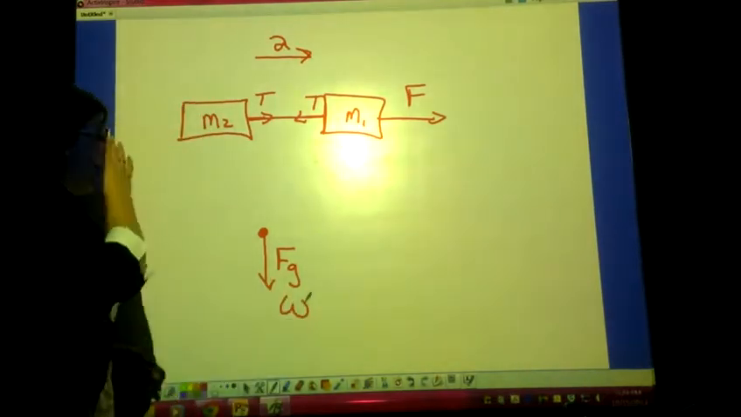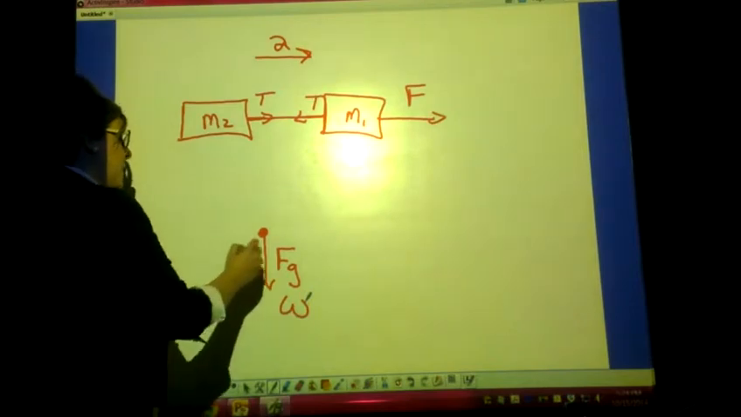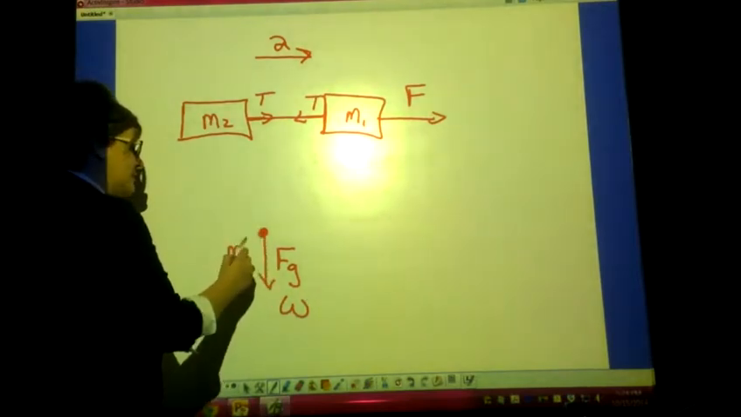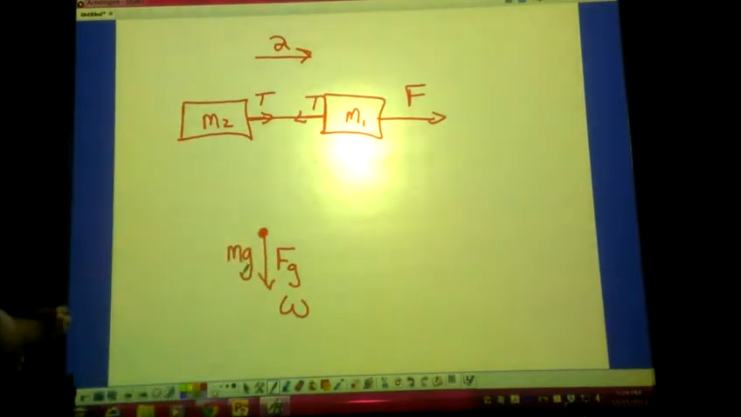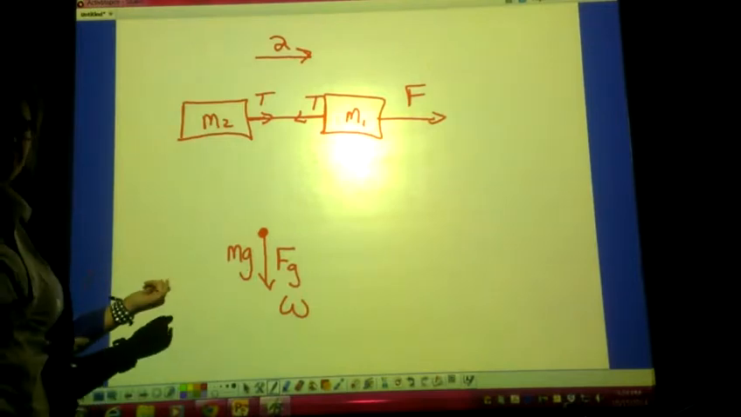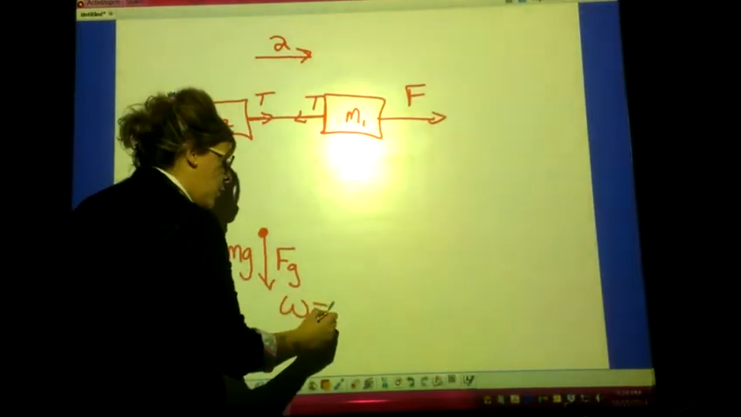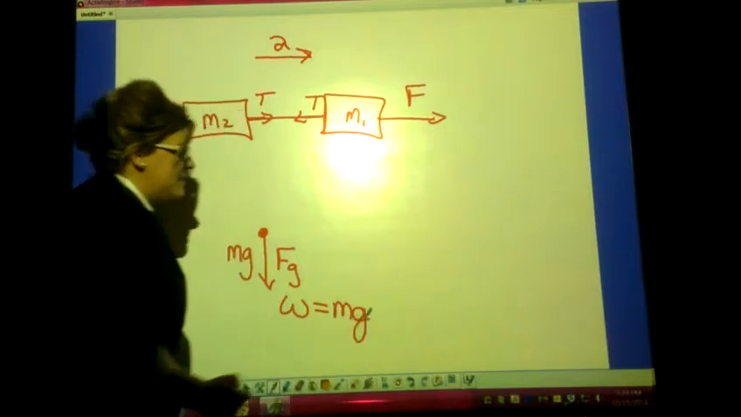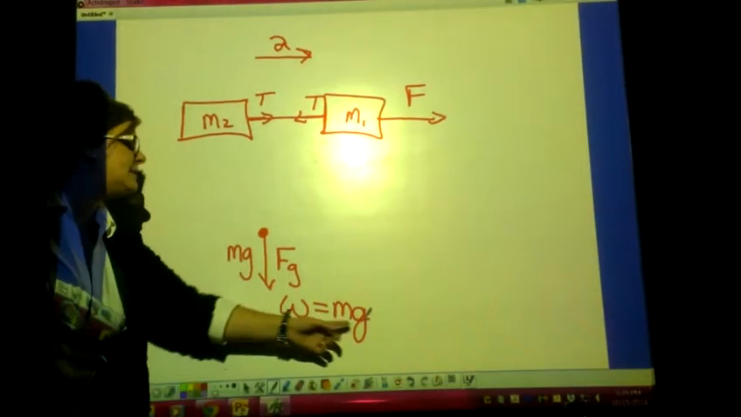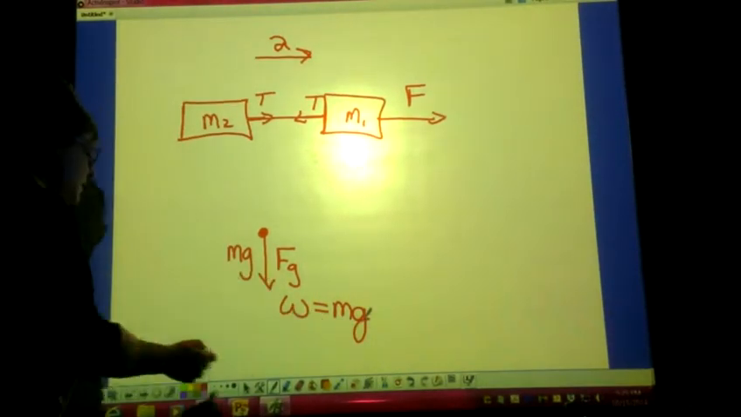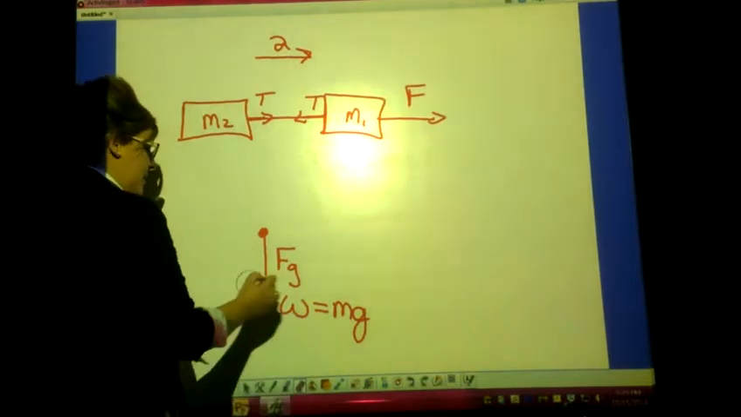Either one is fine. Sometimes you'll see a vector that's specifically for weight, and it will say mg next to it. And the reason that it says mg next to it is because weight is equal to the mass times that acceleration due to gravity. So you may see them either way, and that's totally fine. So in this case, let's just call it F sub g.